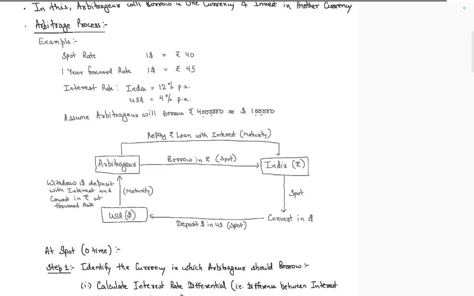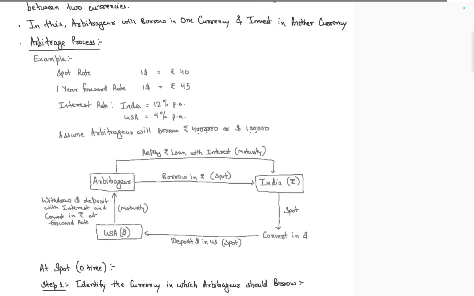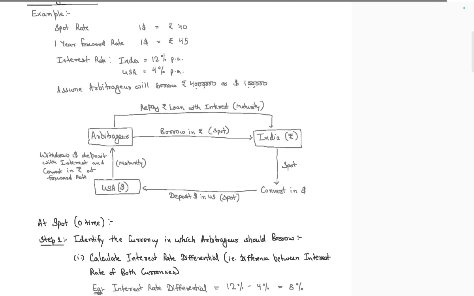The arbitrageur will borrow 40 lakh rupees, or $1 lakh, and repay the loan with interest at maturity. The arbitrageur withdraws the deposit with interest and converts it into rupees at the forward rate at maturity. The dollars are deposited in the US and converted back to India; the arbitrageur borrows in India and repays the loan in India at maturity.